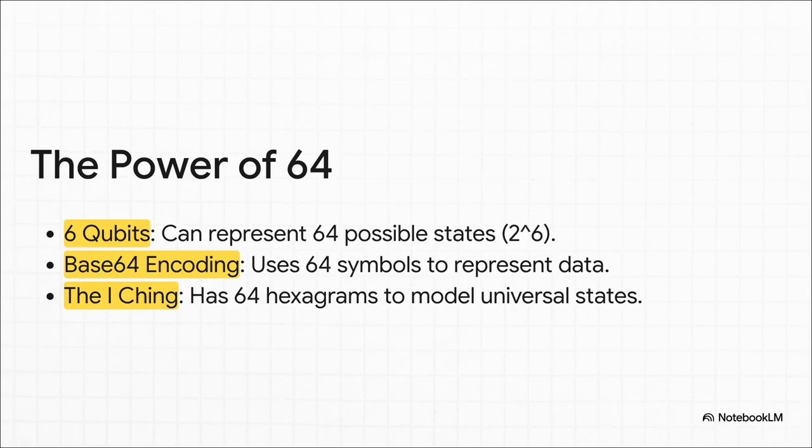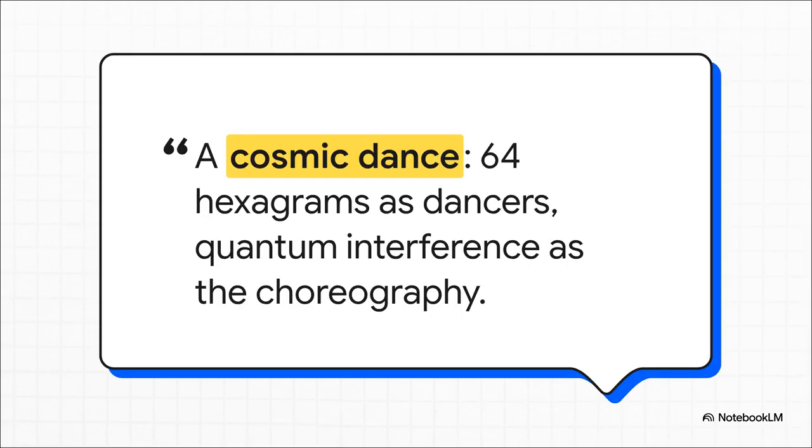And then you go way back to the ancient Chinese Book of Wisdom, the I Ching. It uses exactly 64 hexagrams to describe all the possible states of the universe. It's pretty amazing, right? 3 totally separate domains, all converging on the same number. So the source material starts to see this whole experiment as a kind of cosmic dance. The 64 possible outcomes, you can call them quantum states or base 64 symbols or I Ching hexagrams, they're the dancers.